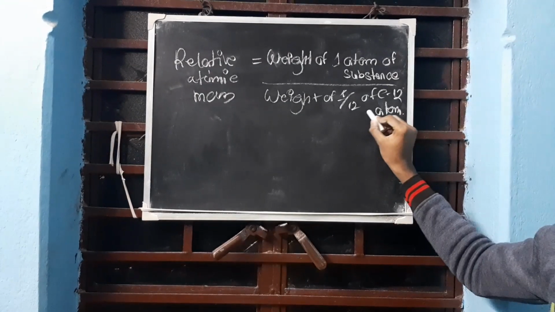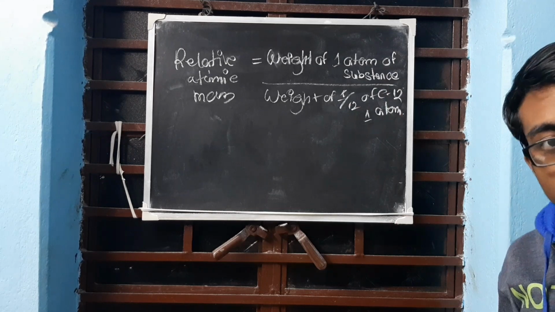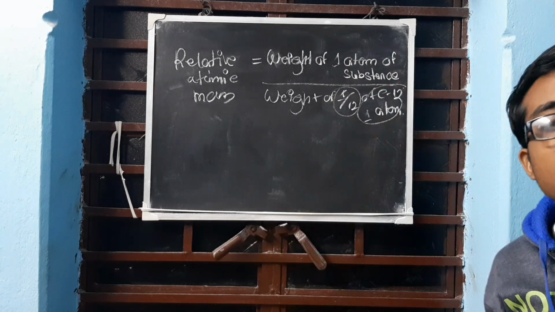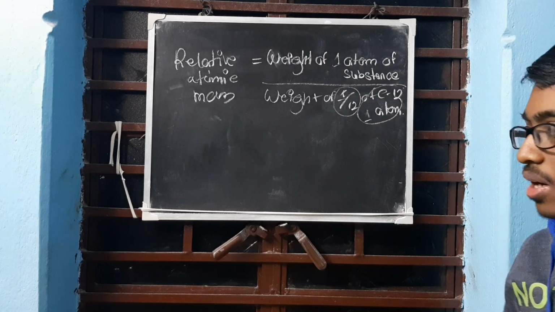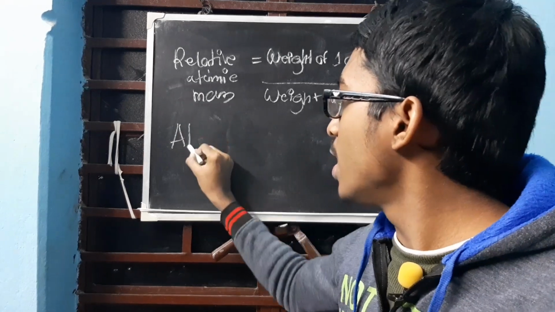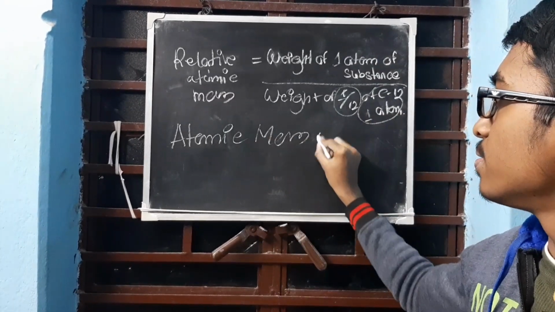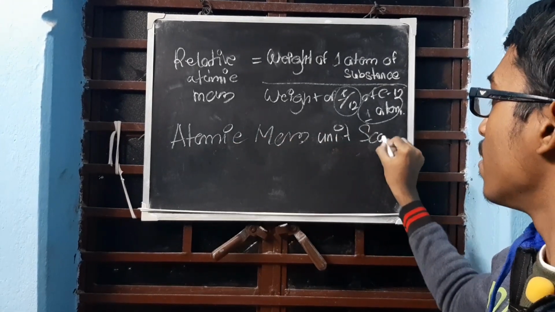This scale is called the atomic mass unit scale. Okay, this is 1. Always you cannot take more than 1, otherwise it will come out different. 1 by 12 of one C12 atom's mass is divided. That is the denominator here. Clear? This scale is called the atomic mass unit scale.